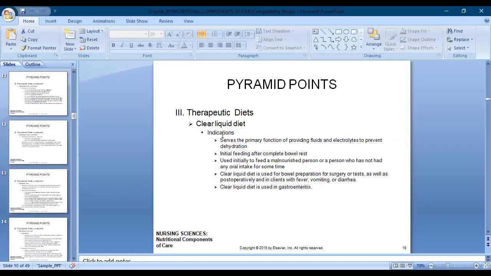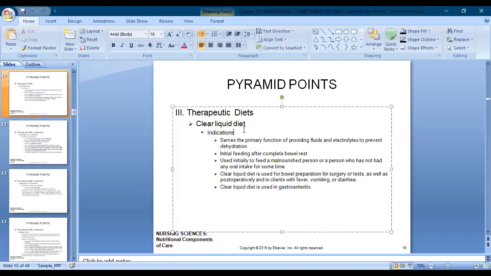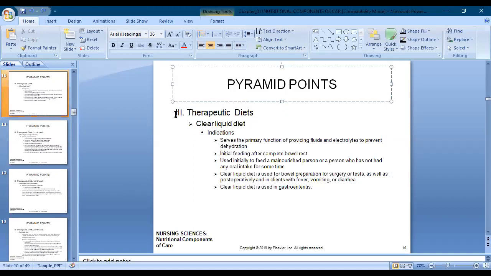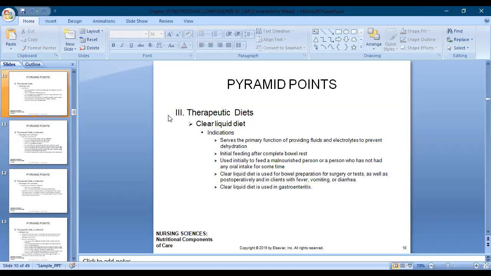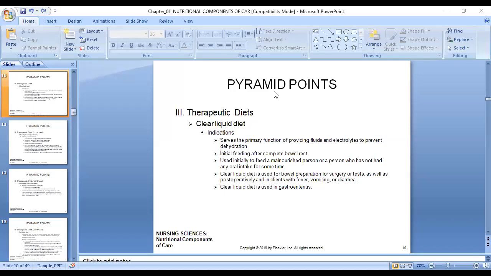So they said the clear liquid diet. Very important for the board exam. And the problem is, we miss questions sometimes from here. You know why we miss it? Because we are overconfident. We know everything about the diet because it is easy. It is very easy and you neglect it. And because of the negligence, we miss the score, right?